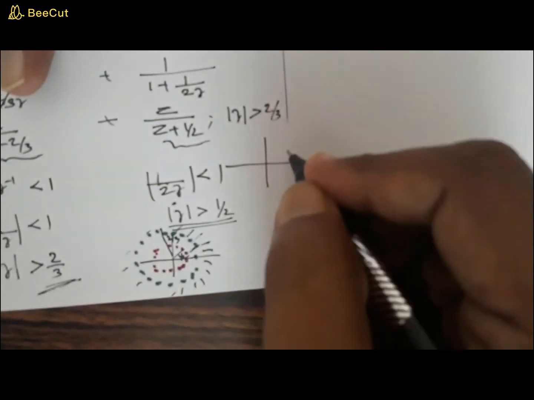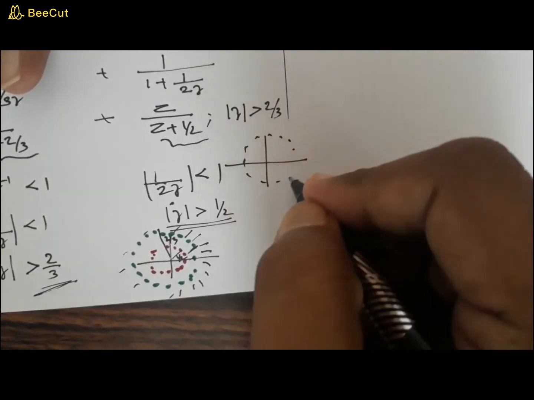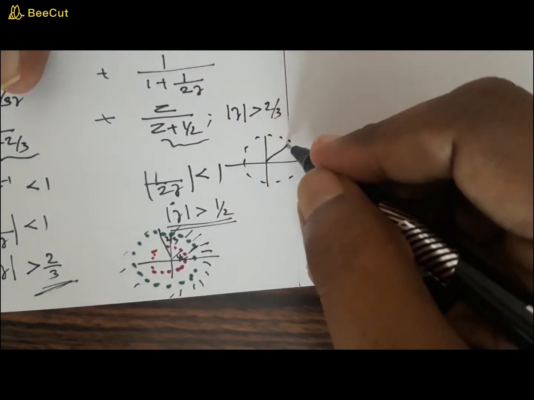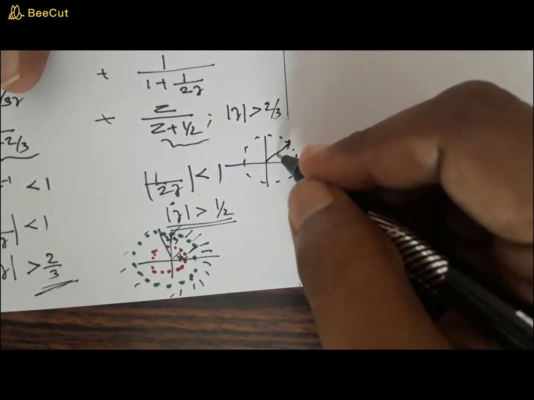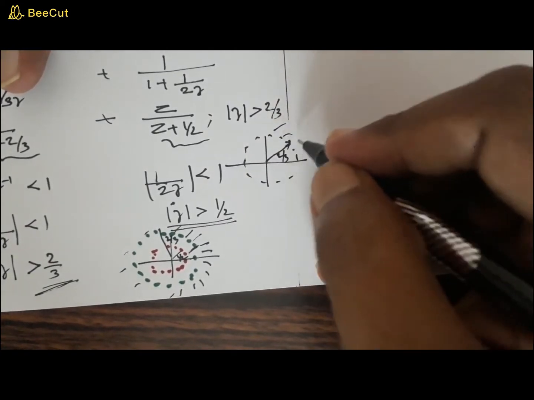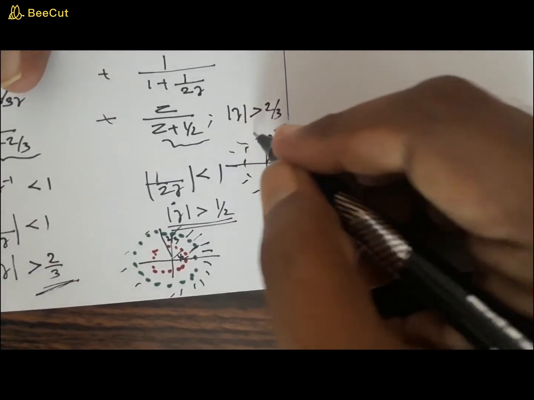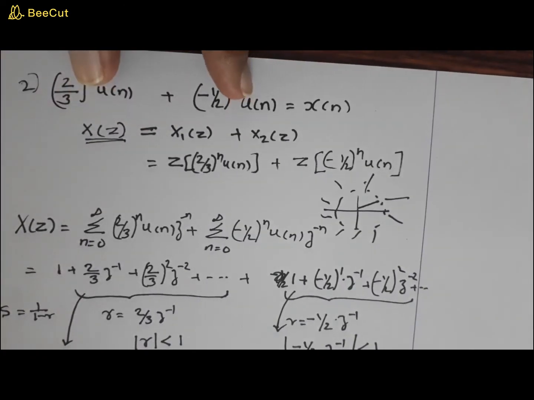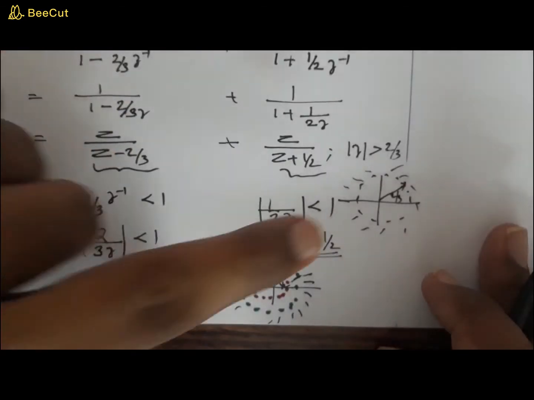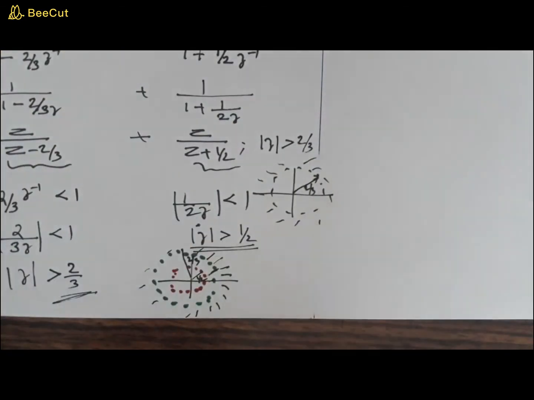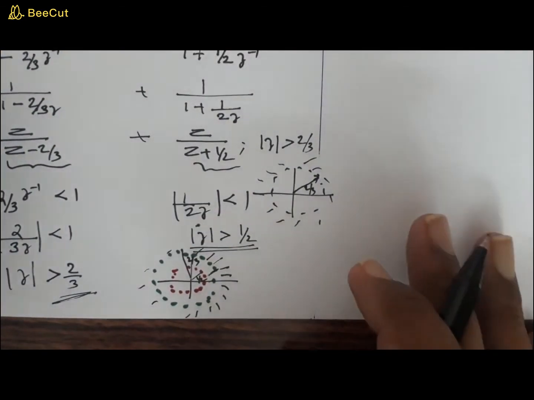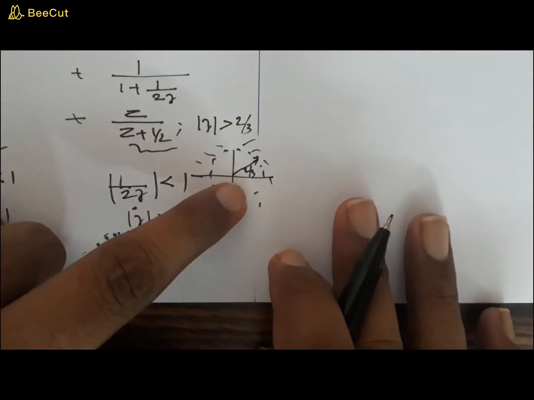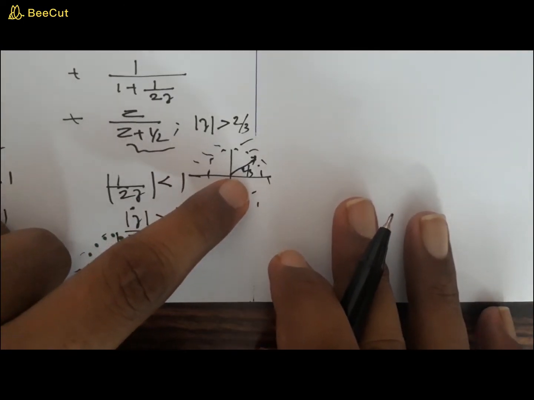Now how will you represent that? You should represent it by this diagram as well. The ROC has to be drawn for every problem. Okay, so mark this as 2 by 3 and shade the exterior region. Now what type of signal is it? It is a causal signal, which we have already studied. For a causal signal, the ROC will be exterior to the circle. Now after doing the problem, we found the radius of that circle to be 2 by 3. Okay, hope you understood this.